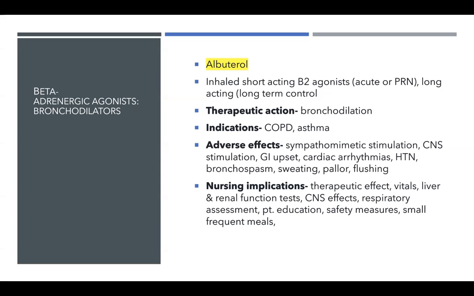So nursing implications, you're going to assess for that therapeutic effect. You want to make sure that their breathing is easing up after you have given them that albuterol. You do want to check vitals because it can cause tachycardia. You're going to assess liver and renal function tests. You're going to look for any CNS effects that might be occurring. You always want to repeat that respiratory assessment, and you want to give that patient some education, especially when it comes to safety measures when using it, so that they're not misusing their inhaler. You also want to have them take small, frequent meals.